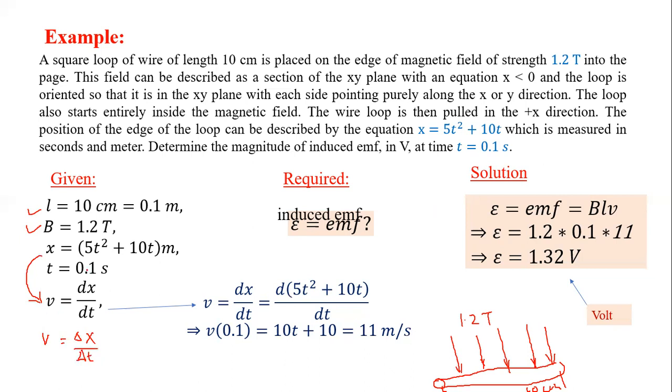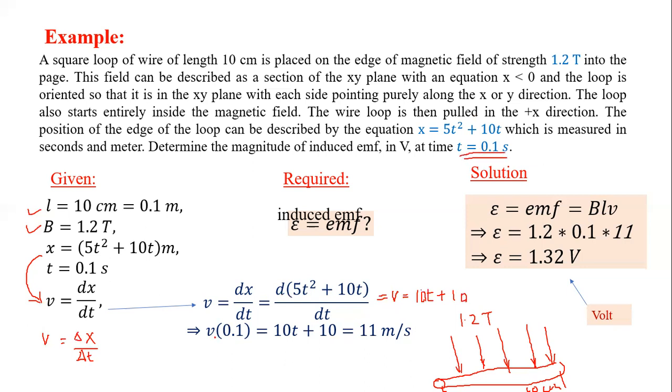So in derivative form, v is equal to dx over dt. Our x is 5t squared plus 10t. The derivative of 5t squared is 2 times 5 times t, which is 10t, and the derivative of 10t is 10. So v is equal to 10t plus 10, where t is time.